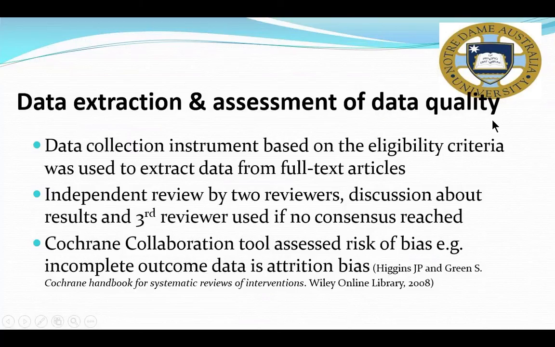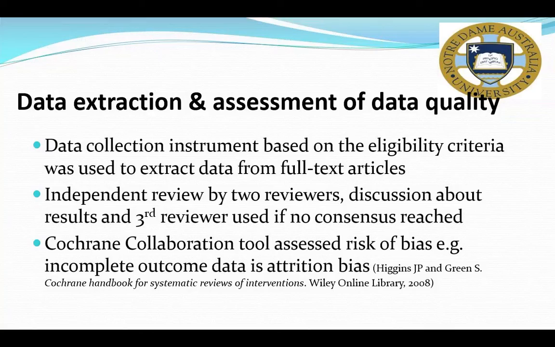The next process is data extraction and assessment of the data quality. So I used a data collection instrument based on the eligibility criteria to extract the data from the full text articles. So that's a copy of a template that I developed for my studies. So I had listed the inclusion criteria, I had listed the exclusion criteria, and then whether the study was eligible or not. These were the full text articles.